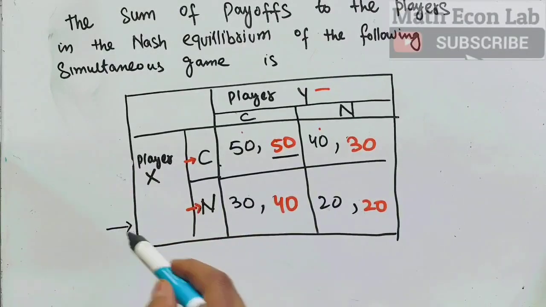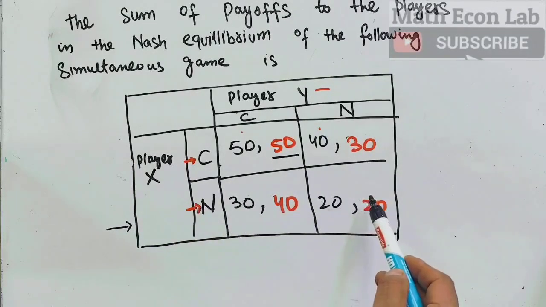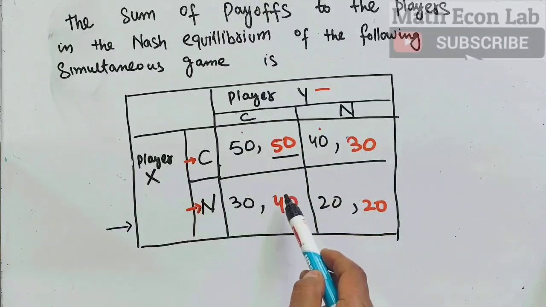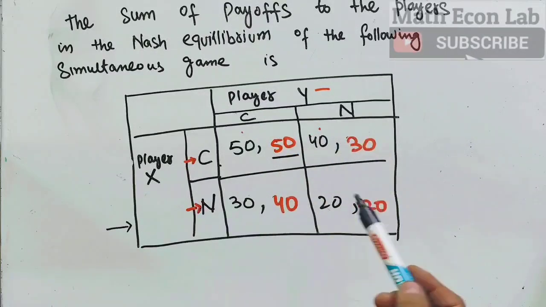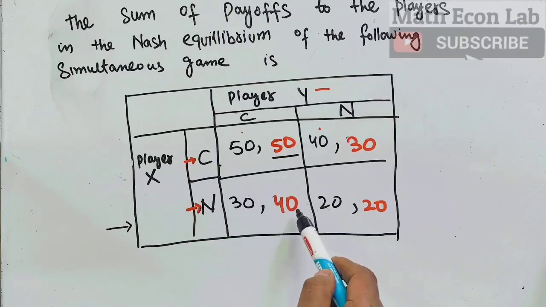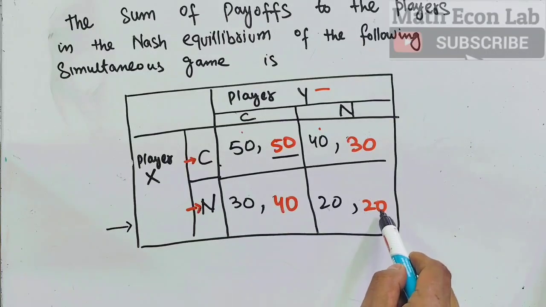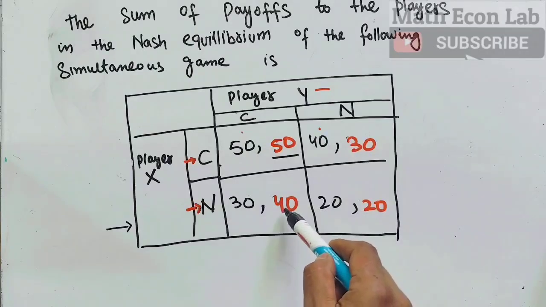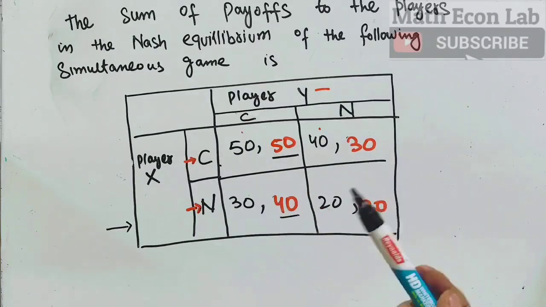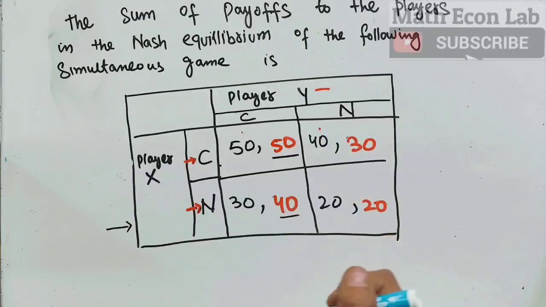Likewise, let us see when player X chooses to not cooperate. Again, player Y has two options, either to cooperate or not to cooperate. Cooperate gives him 40 as payoff, not to cooperate gives him 20. Obviously 40 is greater than 20. Since we assume that the players are rational, they will choose the higher payoff.